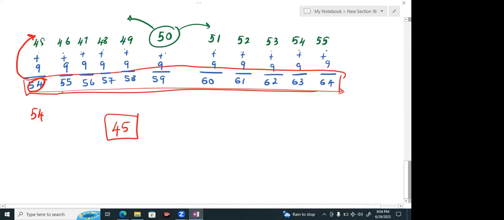Then it is 45. Did you understand the method? Yes, teacher. Is this clear?